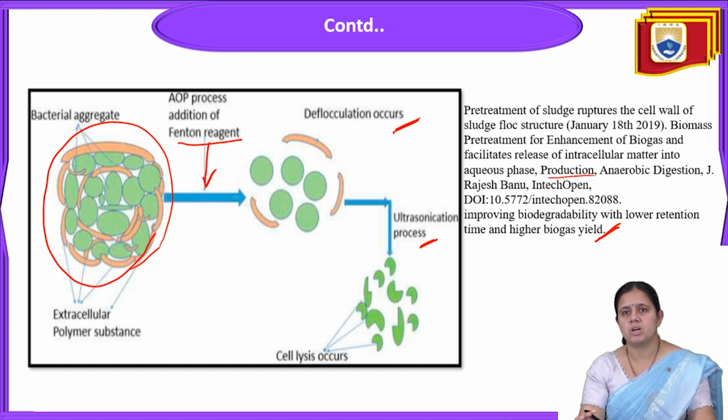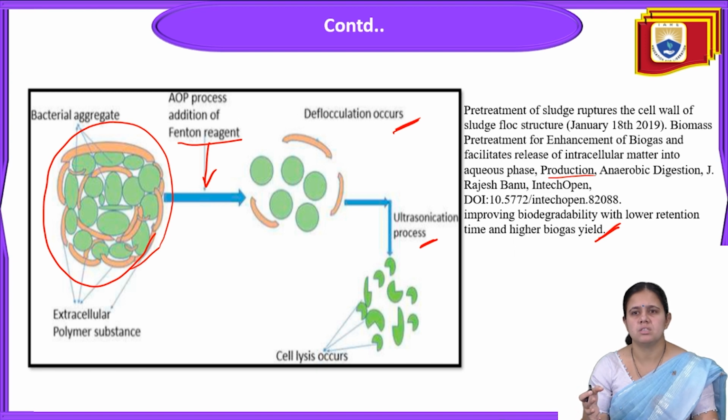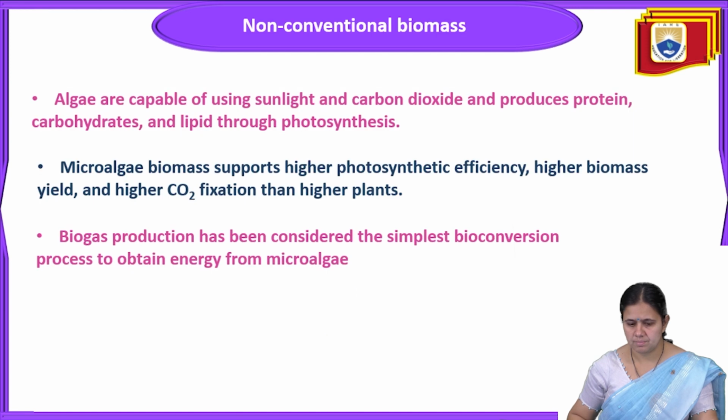For the sludge biomass, we add Fenton reagent. This Fenton reagent causes deflocculation, meaning the flocs are broken down. Then an ultrasonication process breaks down the cells. This is called cell lysis.